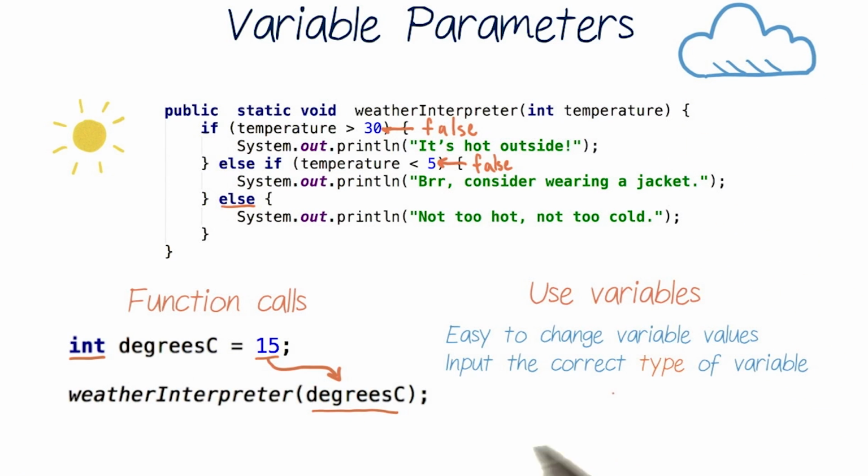And this goes for any function that expects input. As long as we're passing in the type of variable our function expects, as a variable like degreesC or as a direct value like 32, our function call will work.